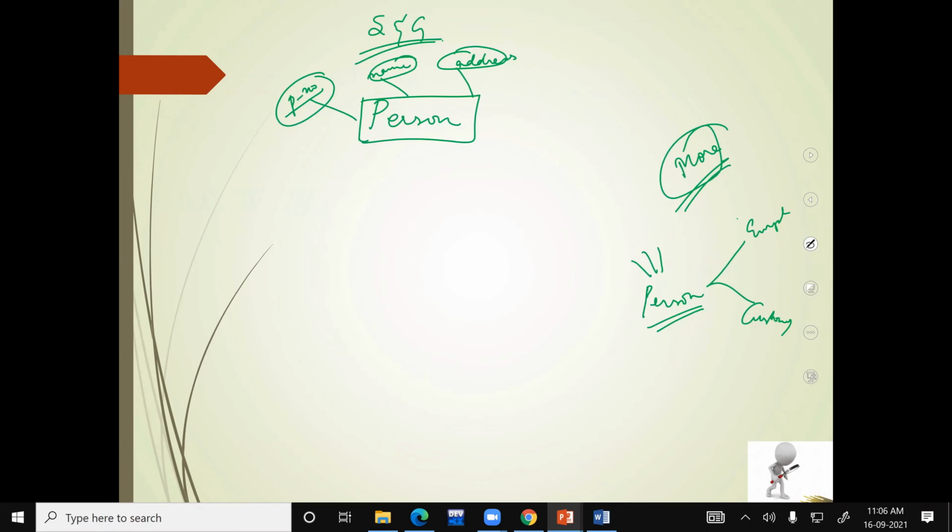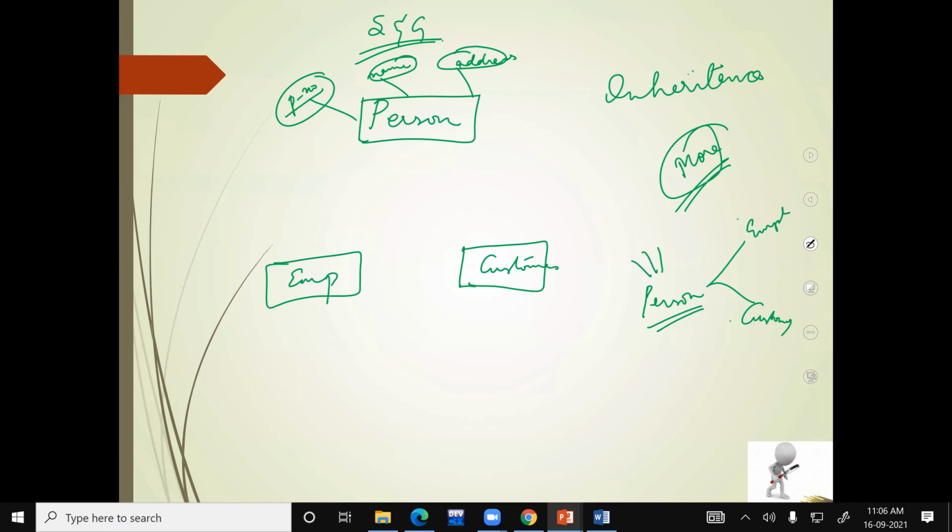Now, be it an employee or a customer, he will have a phone number, a name, and an address. So a person can either be an employee or a customer. This kind of entity structure, you can denote with a concept called inheritance. And this is how you do it.